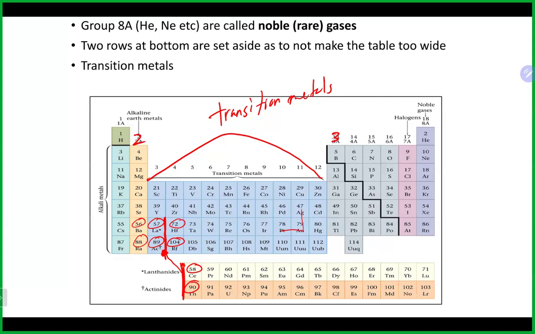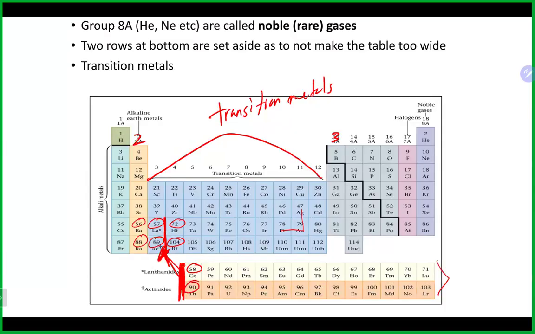That's also why, by the way, since these two rows on the bottom technically go right in that spot, they are sometimes referred to as inner transition metals because that's technically where they should be slapped in the slot on the periodic table. So those guys on the bottom are sometimes referred to as inner transition metals. Any questions on that there?